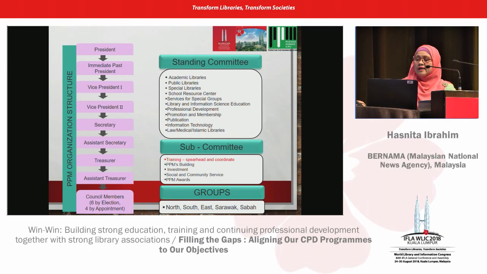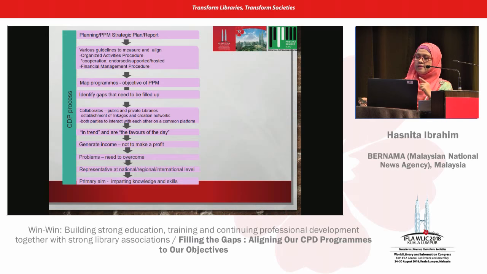As you can see, I'm the vice president. And then the training subcommittee spearheads and coordinates all the trainings, all the CPD programs organized by the standing committee, subcommittees, and other groups in our association. Of course, the process will be planning, and PPM has our own strategic plan, and we plan and we report.